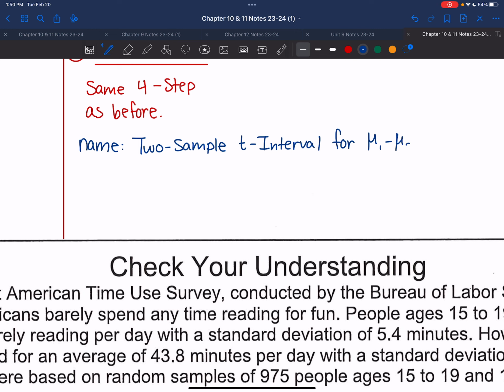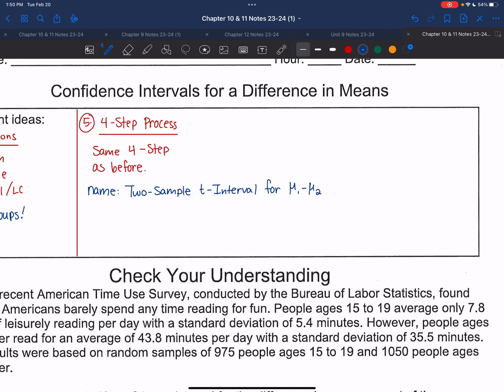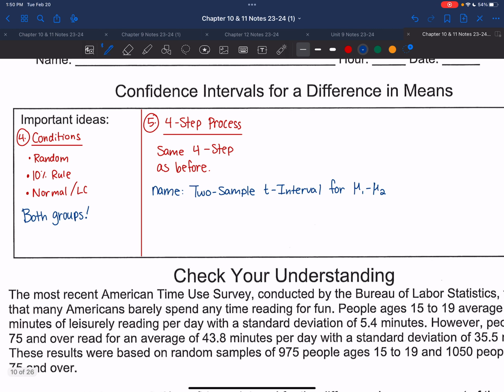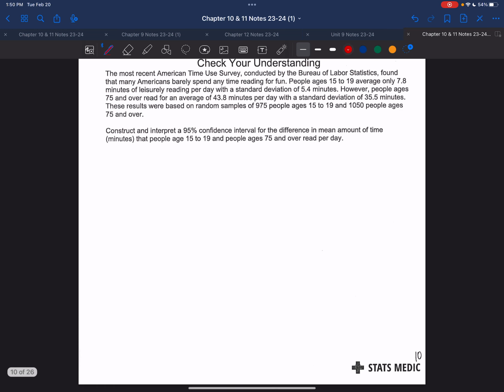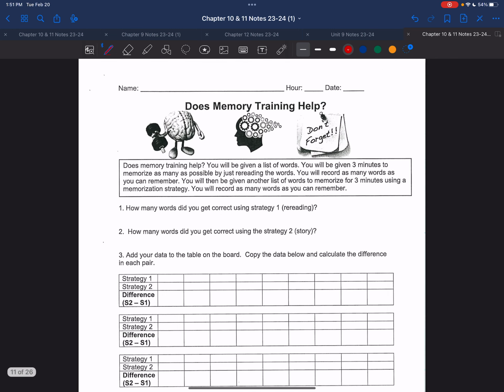Minus mu2. Okay, so since we have 2 samples, you're going to have to name it that. And then also, obviously, the conditions, you need to check both conditions when doing the 4-step process. All right, so I'm going to leave the check your understanding for you. Again, you can check your key with your work if you'd like. We're going to go ahead and move on to this part right here.